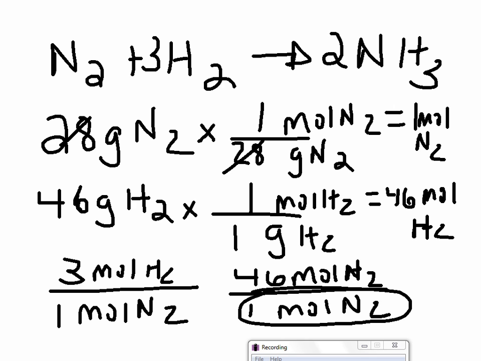Because I have more than enough hydrogen gas. I've got way more moles of hydrogen gas than I need. 43 moles of hydrogen gas left over for excess here in this case. So again, you find out the moles and see how it compares to the ratio. And then you can do your stoichiometry from there. Let's do one that's a little more challenging.